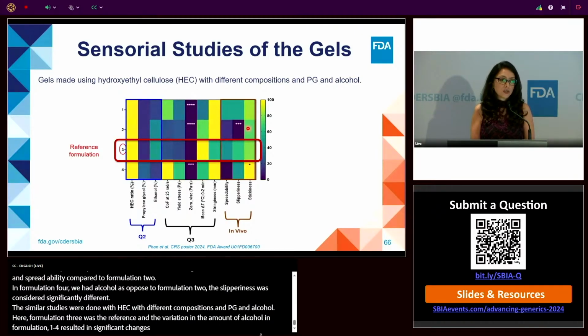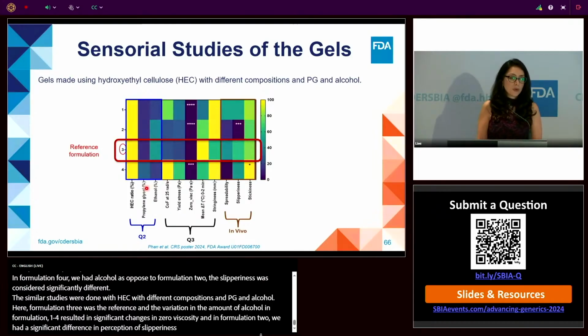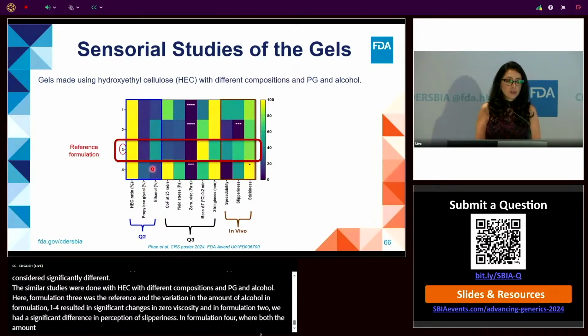And in formulation 2, we had significant difference in perception of slipperiness. In formulation 4, where both the amount of propylene glycol and ethanol was different compared to reference formulation, the stickiness of the product was also felt differently.